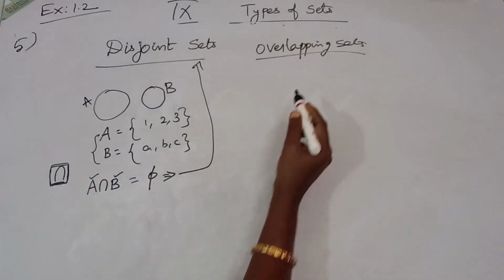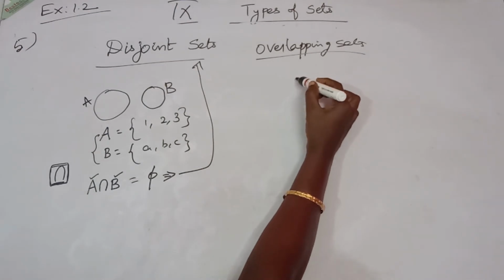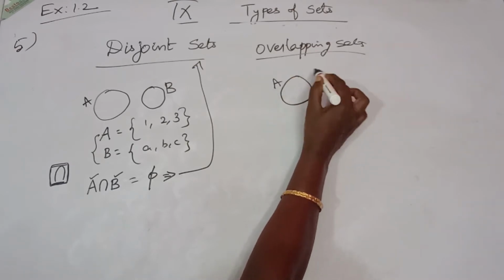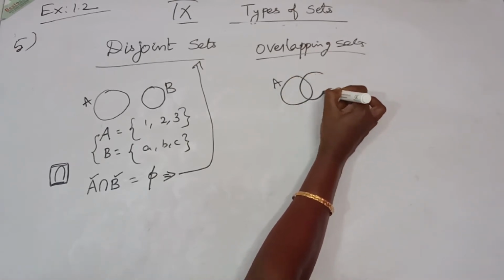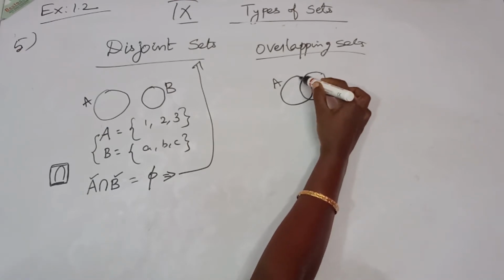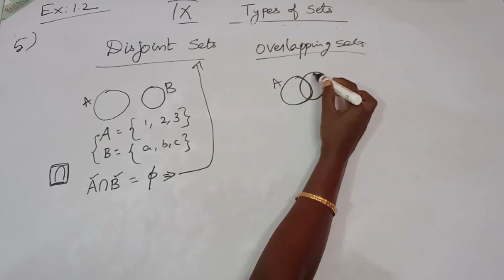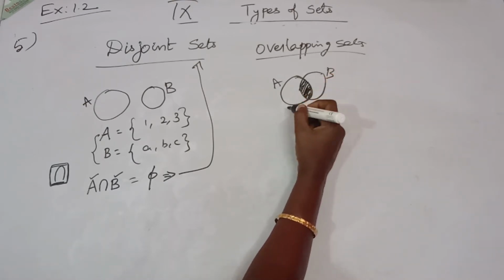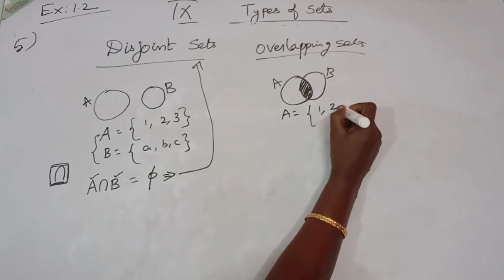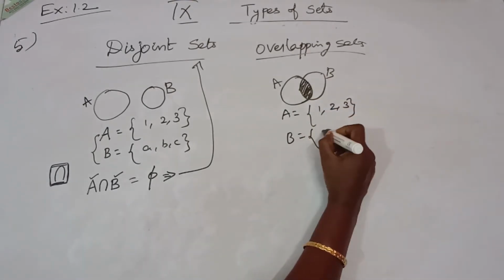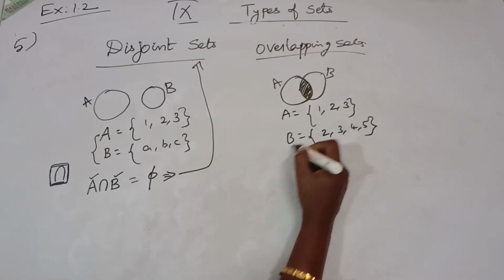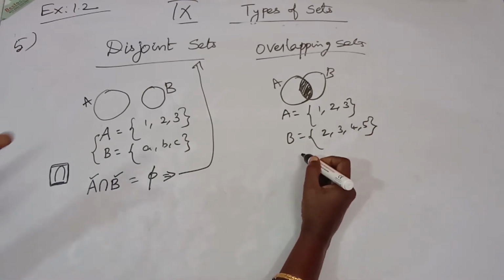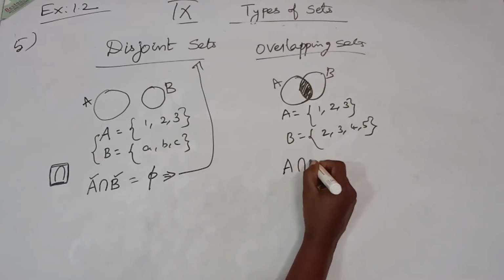And then overlapping sets. What are overlapping sets? How do we identify them? Here, this is set A and set B is overlapped with set A. So this is the common part of the two sets A and B. For example, if A equals {1, 2, 3} and set B equals {2, 3, 4, 5}, then whether it is overlapping or disjoint, you have to find A intersection B.